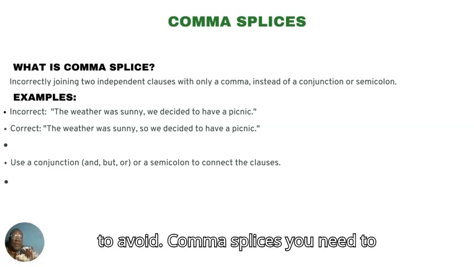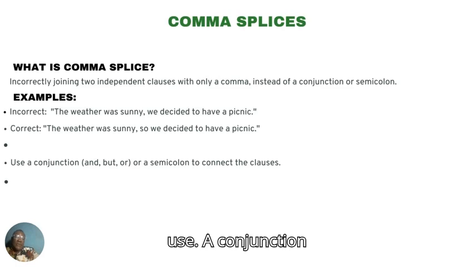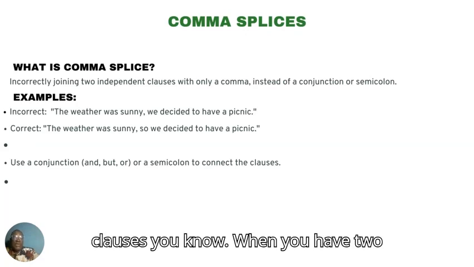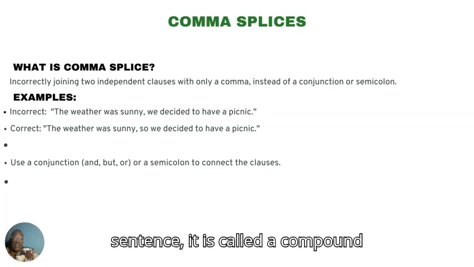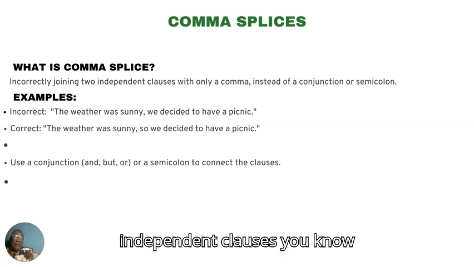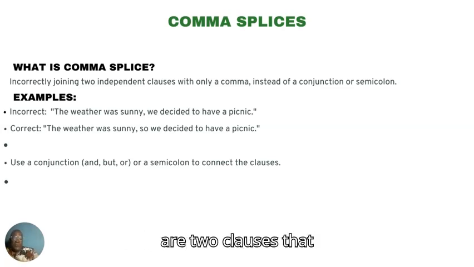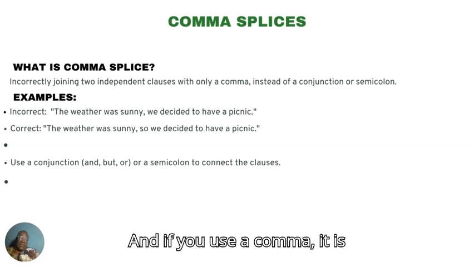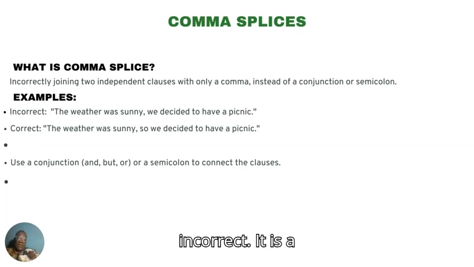So, to avoid comma splices, you need to use a conjunction such as and, but, or, or you use a semicolon to connect two clauses. When you have two independent clauses in a sentence, it is called a compound sentence. And two independent clauses are two clauses that express two complete ideas. And if you use a comma, it is incorrect. It is a grammar mistake.